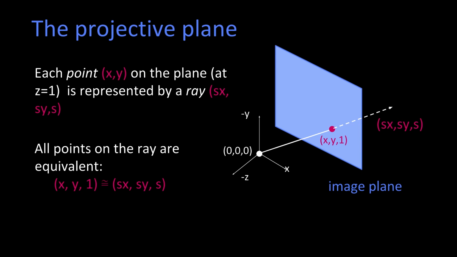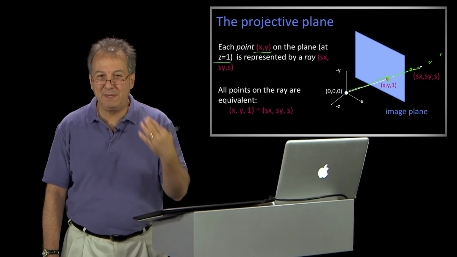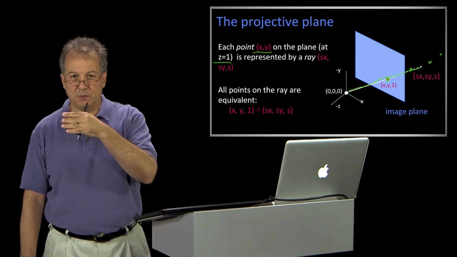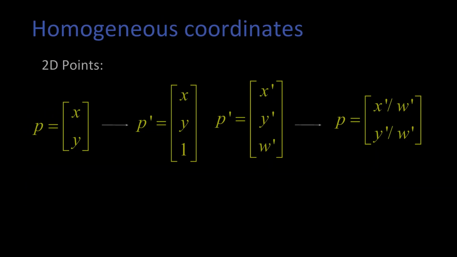And the idea is that every point xy on the image plane at z equals 1 is represented by this ray. So you see this ray here, right? And it intersects the image plane at xy1, but any point on this ray, sx, sy, s, when projected through the center of projection, would intersect the image plane at the same location. And that's what it means to be projectively similar. Okay, and that's the relationship between these rays and the points in the image.